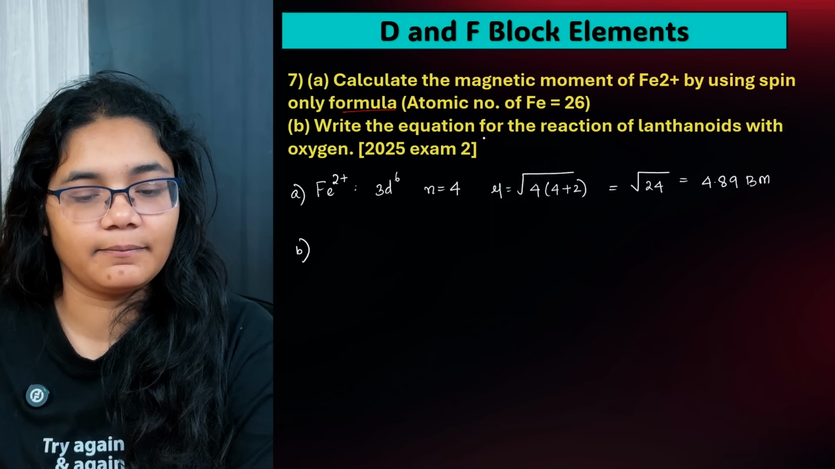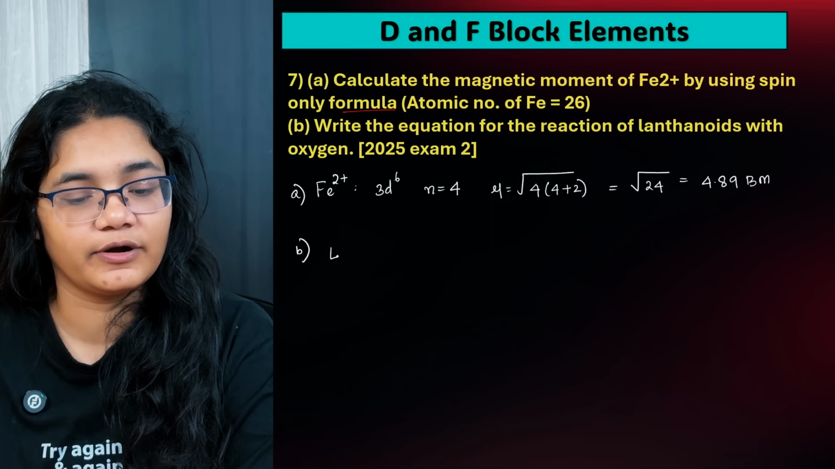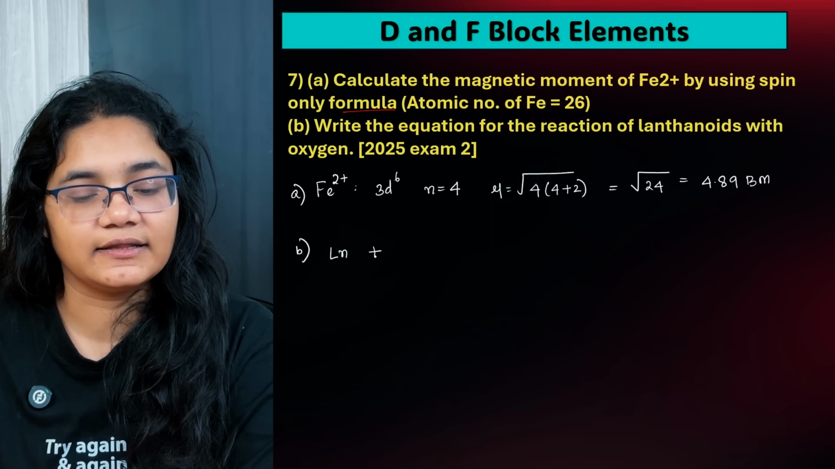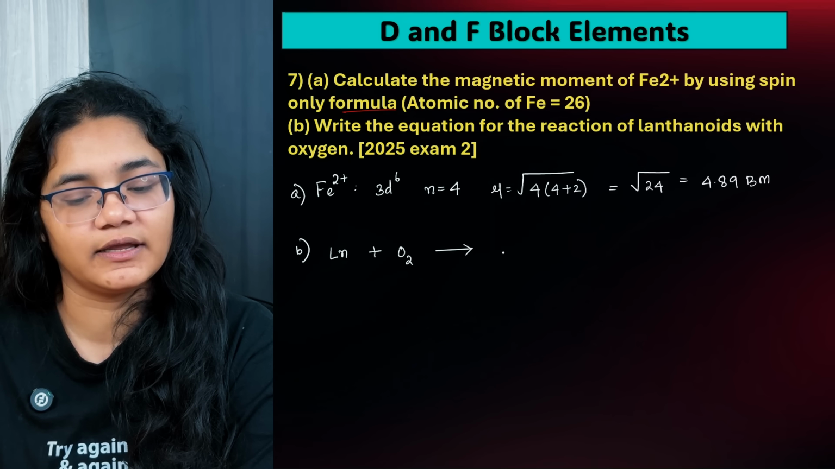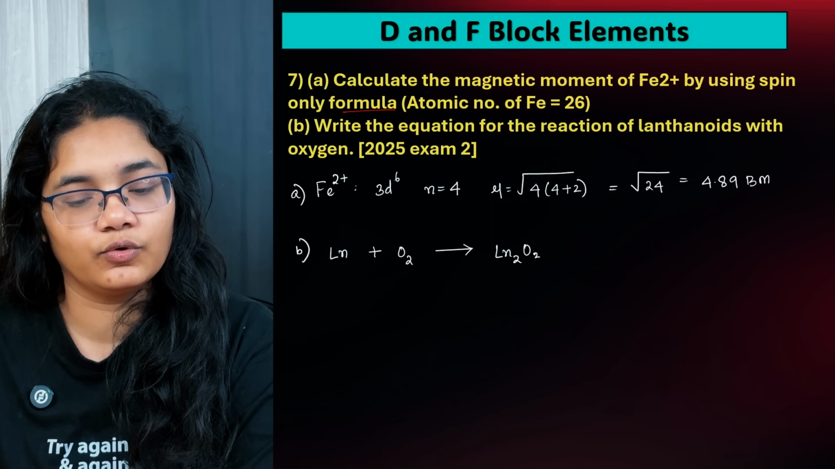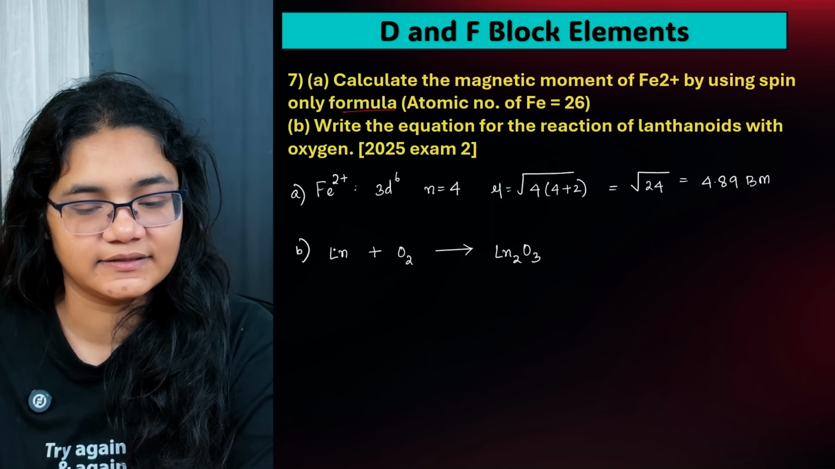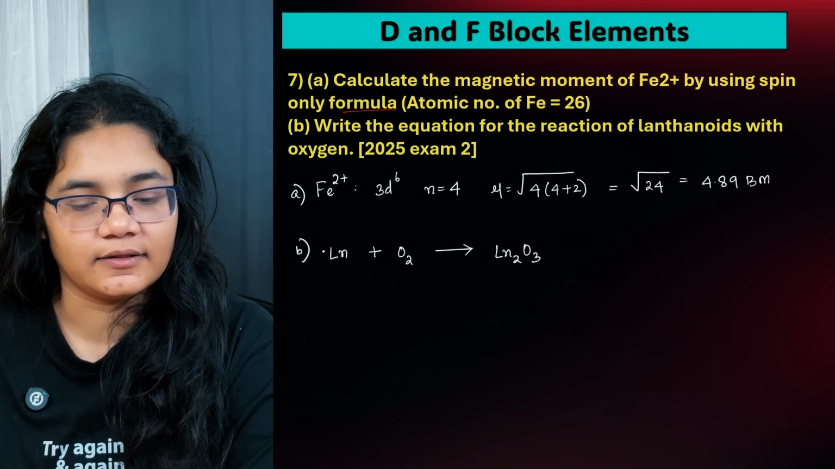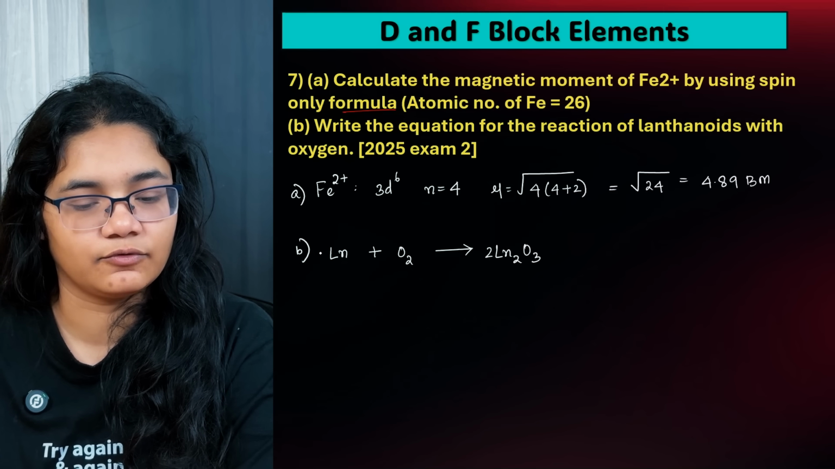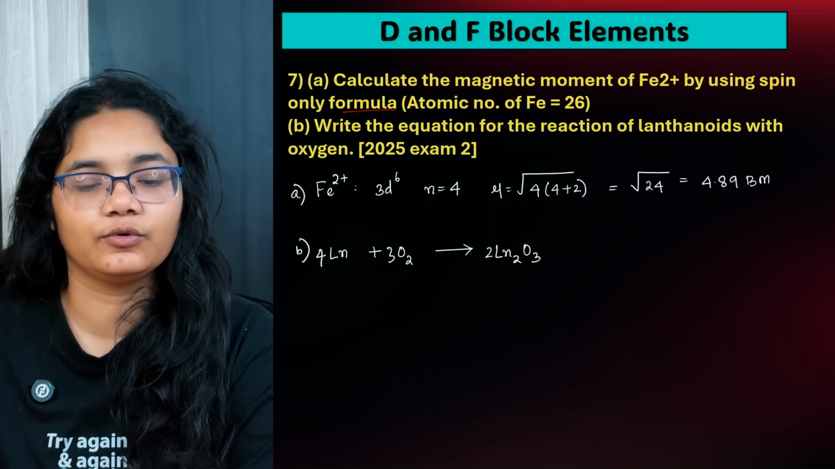Next is write the balanced equation for the reaction of lanthanoids with oxygen. Okay, so when lanthanoids react with oxygen, we get Ln2O3. Okay, so if I want to balance it, you have to take 4 Ln and 3 O2.